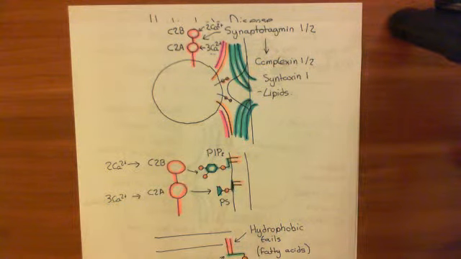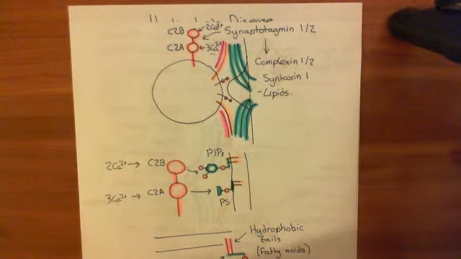And if you knock it out, if you knock out both complexin 1 and complexin 2, it causes a huge loss of neurotransmission. Approximately 60 to 70% of neurotransmission or release of neurotransmitter is gone, basically, by knocking out both of them. If you only knock out one, the phenotype's less severe. Okay, we'll discuss this more in a moment.